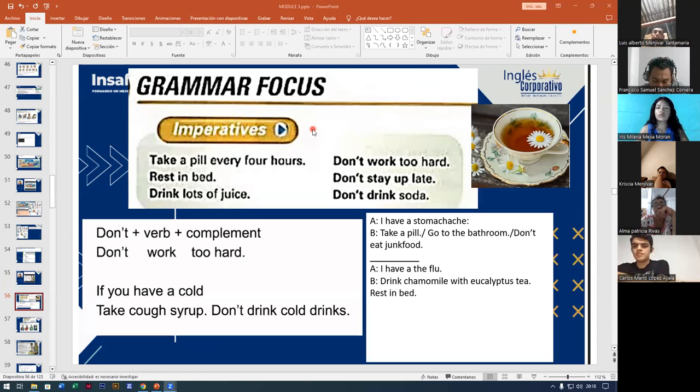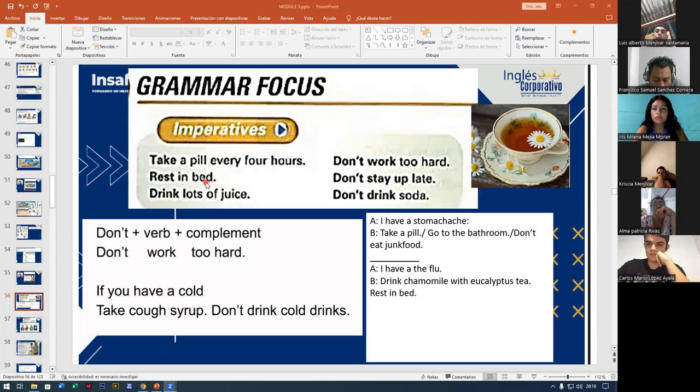All right. As it was saying, it's about the imperatives. And we say that imperatives are used to give instruction. And we know that when you go to the doctor, we need to receive instructions. If you don't want to be sick anymore, we want to eliminate the illness, then it's necessary to follow the doctor's instructions. For example, here we have, take a pill every 4 hours, rest in bed.